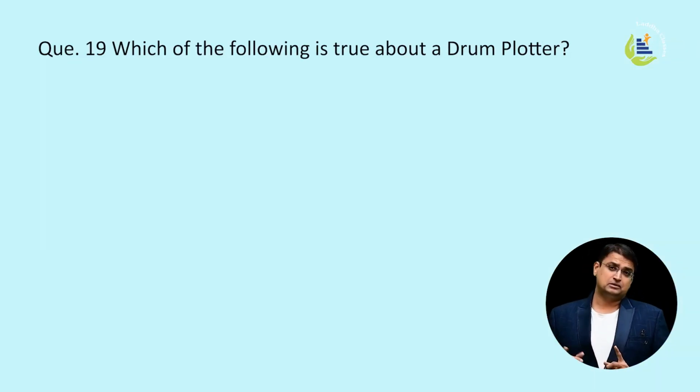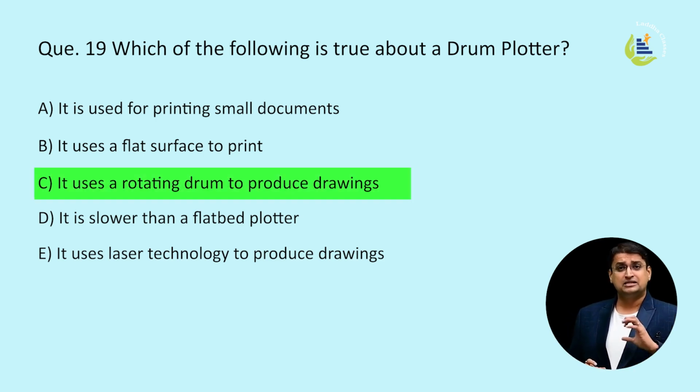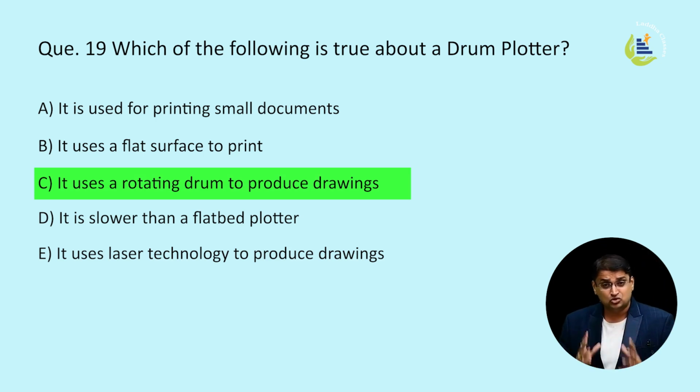Question 19. Which of the following is true about a drum plotter? Options are it is used for printing small documents. It uses a flat surface to print. It uses a rotating drum to produce drawings. It is slower than a flatbed plotter. It uses laser technology to produce drawings. Correct answer option is C. It uses a rotating drum to produce drawings.